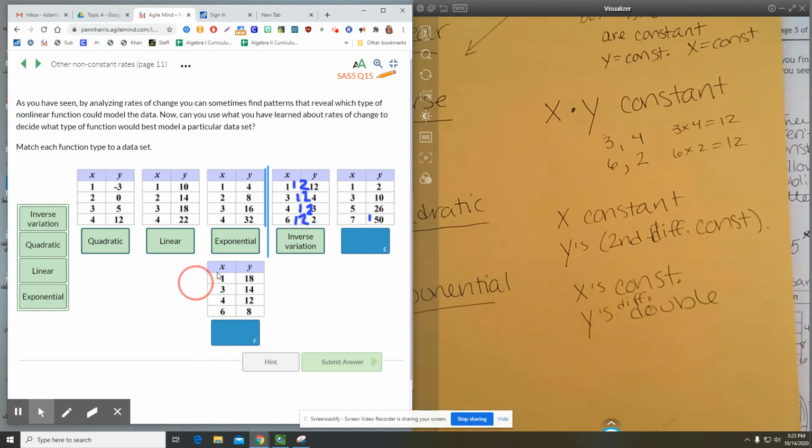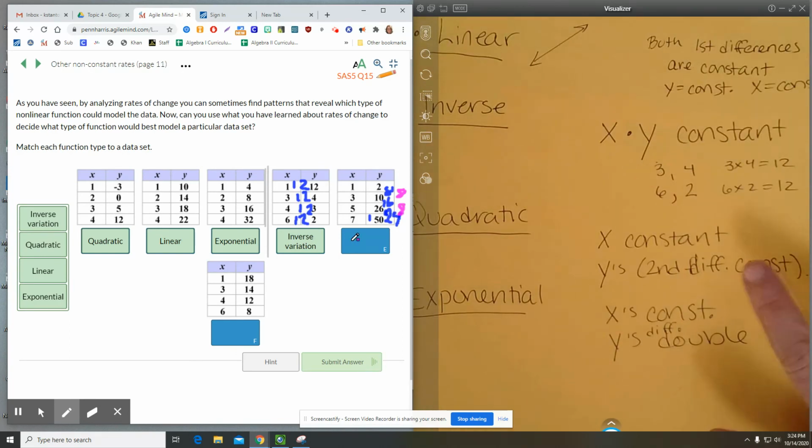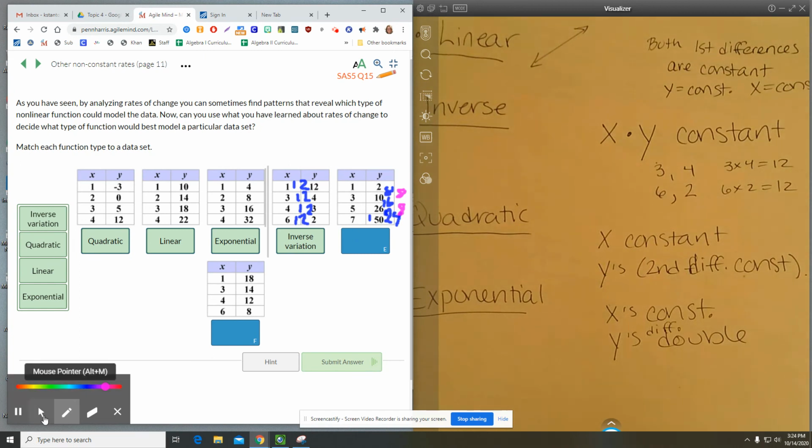Okay, so I'm going to write this down. Here we went up by 8. We went up by 16. And we went up by 24. Okay, so what I need to do is look for a second difference now. My second difference between 8 and 16 is 8. Between 16 and 24, it's 8. So I see that my second difference is constant. Second difference constant means that we have a quadratic.